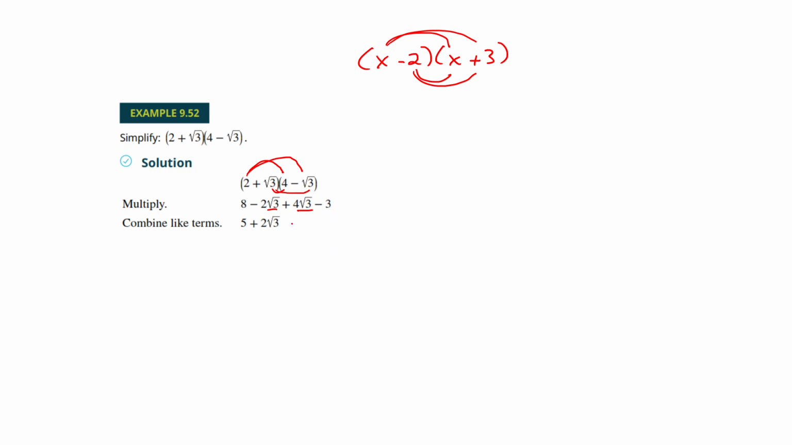All right, let's combine our like terms. So the numbers can obviously go together, make a 5. These go together. They're the same kind of thing, and I have 2 square roots of 3. I had minus 2 and plus 4.